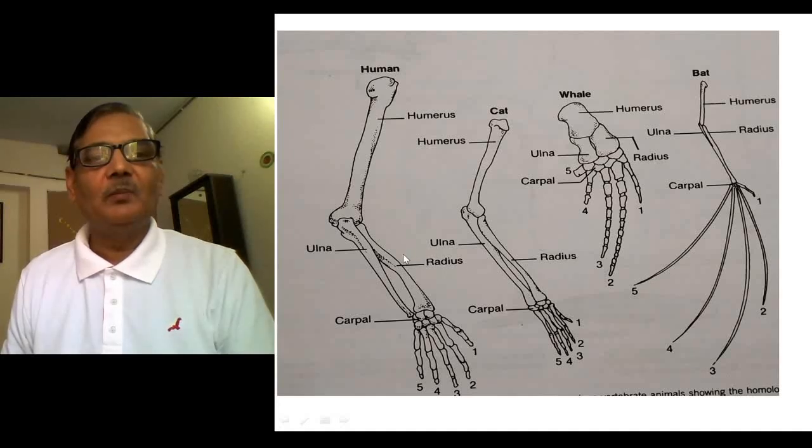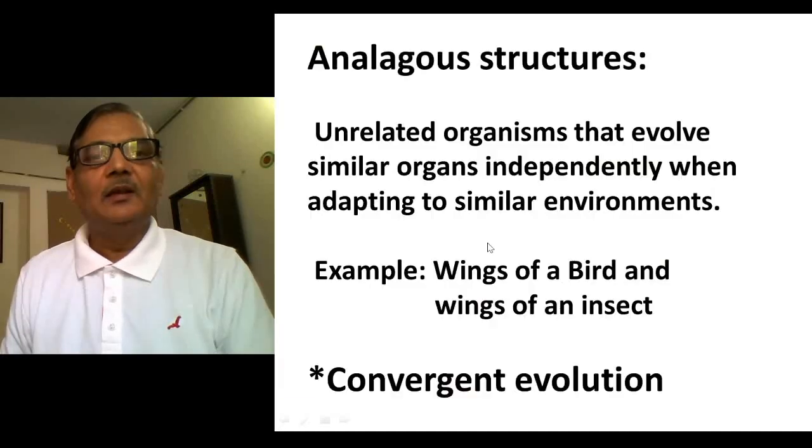So this is the best example of divergent evolution. We can say that they show adaptive radiation. Then the other structures are analogous structures, found in unrelated organisms, those organisms which have different phylogenetic history. They evolve similar organs independently when adapted to a similar environment. And the examples could be the wings of a bird and the wings of an insect.